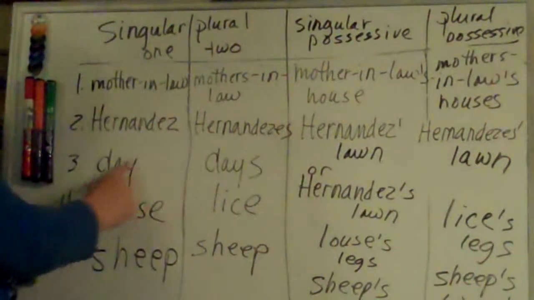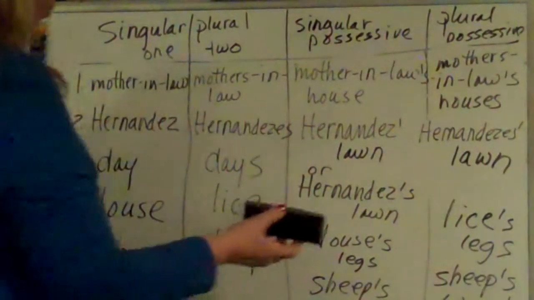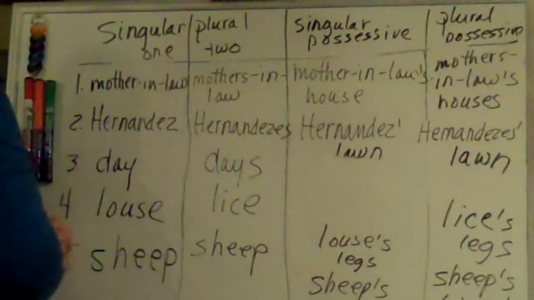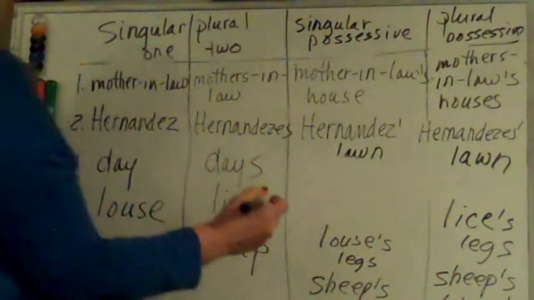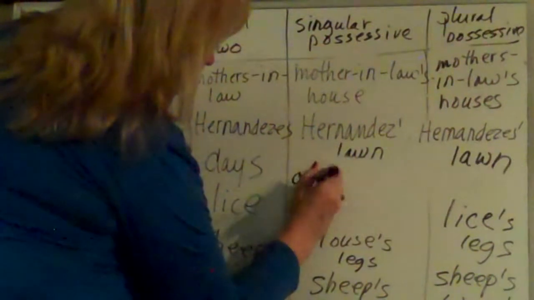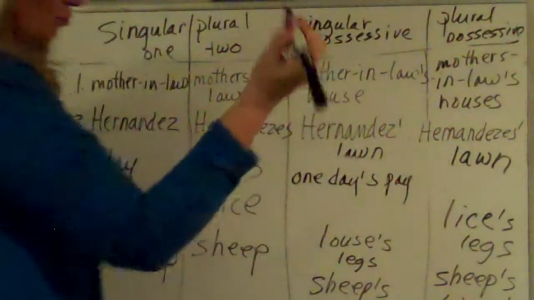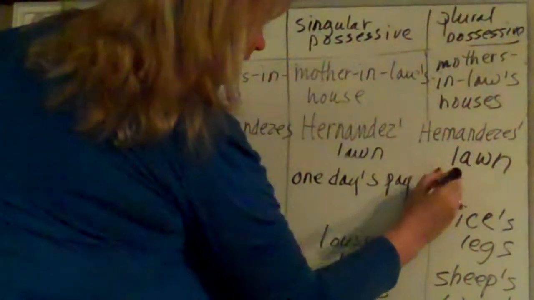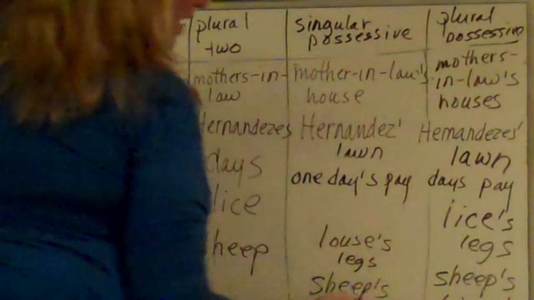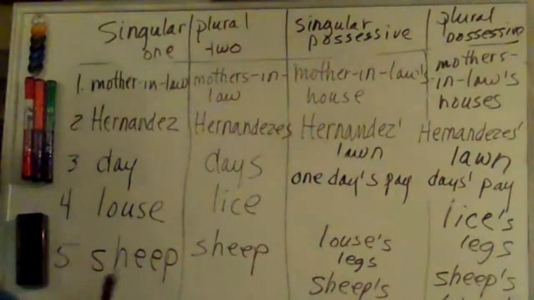Day. This would be 1 day, 2 days. Oops, and I skipped that one here, didn't I? So now that you've got this answer, maybe I can erase this and put this in here. So 1 day, 2 days, but then it'd be the pay of 1 day, right? So it would be like this, 1 day's pay, or vacation, whatever you want to say. And then if it were 2 days, it'd be 2 days pay. And because days ends in S in the plural form, we just go like this, okay?